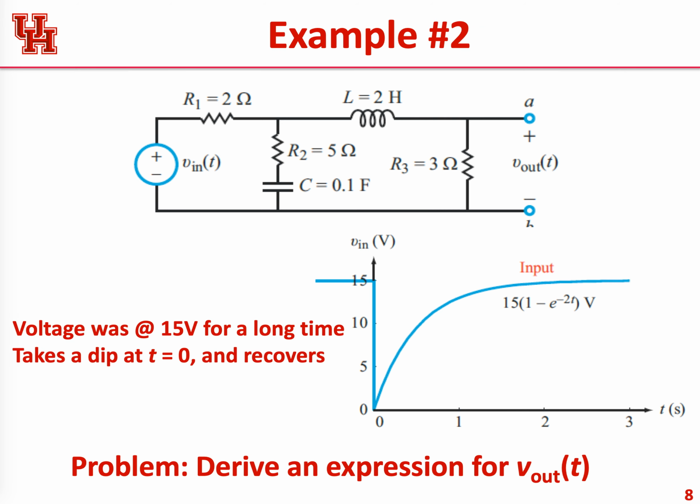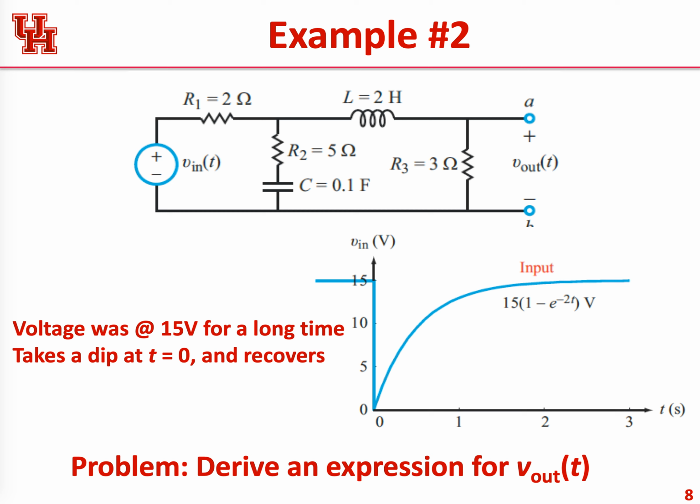So for our next example, we are given the circuit that you see on the top part of the slide, and we are given an input voltage that's kind of interesting, right? So it looks like this. So this voltage was 15 volts forever, right? Going back into infinity, okay?